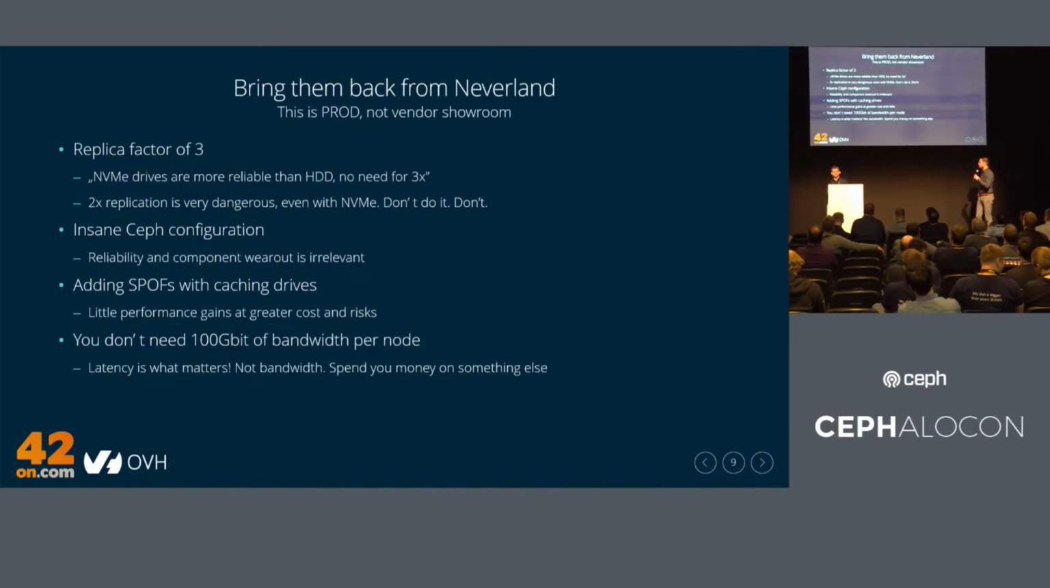So if the vendors are cheating, then how are they doing this? One of the most common cases is using a replica factor of 2. Yeah, and this is one of the worst things which you can do with Ceph.